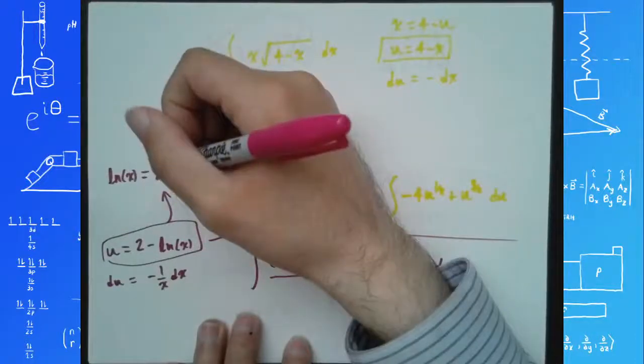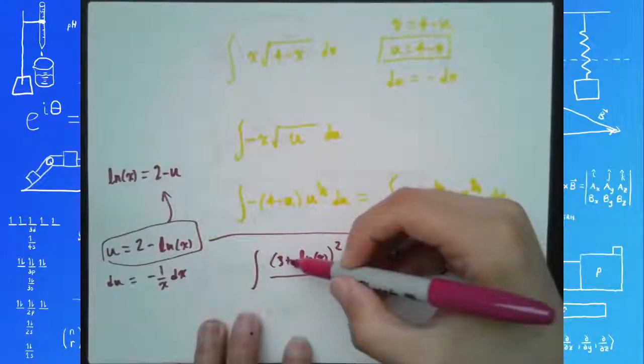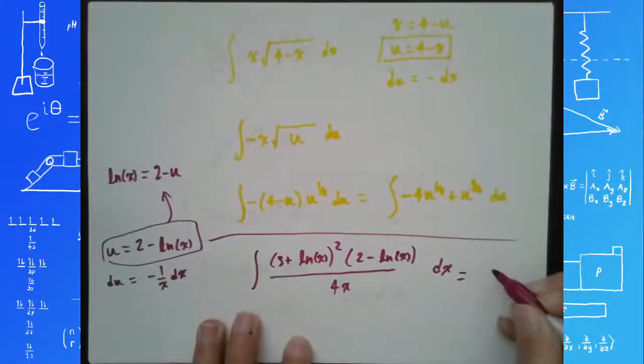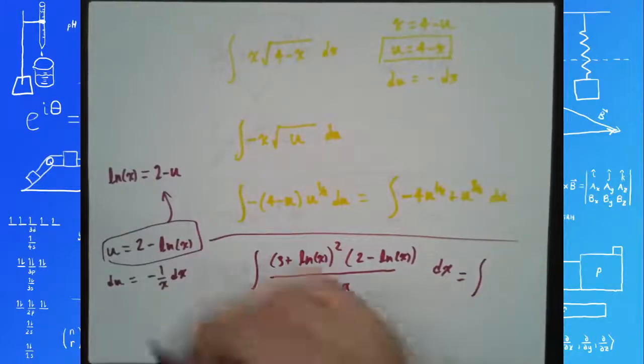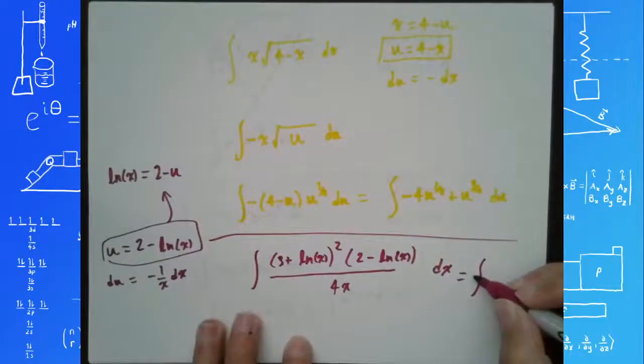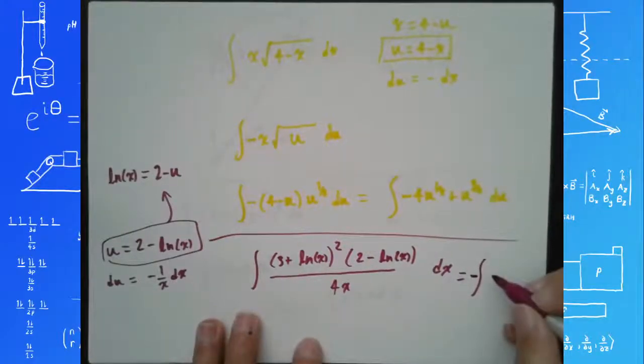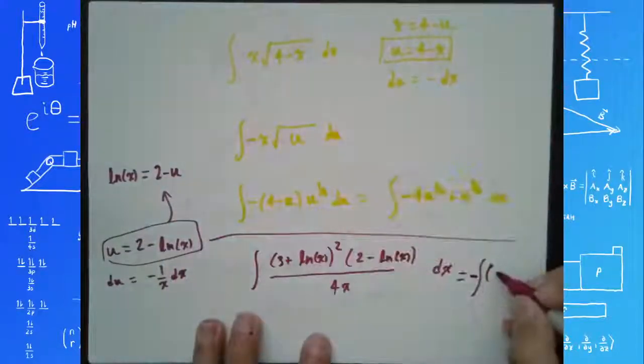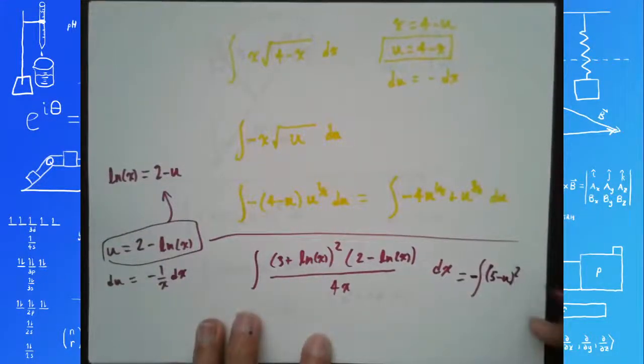Okay, so 2 minus u. So 3 plus 2 minus u is 5 minus u. So yeah, we get a negative sign from there. I'll leave the negative on the outside. And then you've got 3 plus ln of x is 3 plus 2 minus u. So 5 minus u squared times 2 minus ln of x, that's u, over, we keep the 4, and we got a du.